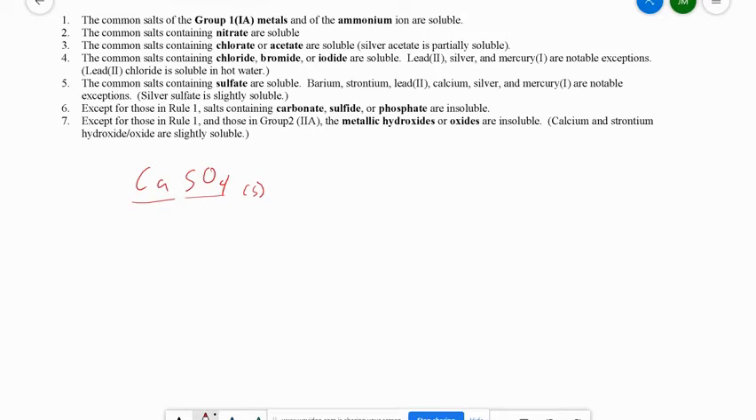Okay. How about something like copper nitrate? Having trouble writing those in today, sorry. Copper nitrate. All right, let's see, we've got copper and we've got a nitrate. This should be a sign right here. Whenever you see nitrate, you can think this is aqueous, right? Rule 2, the common salts of nitrates are soluble.